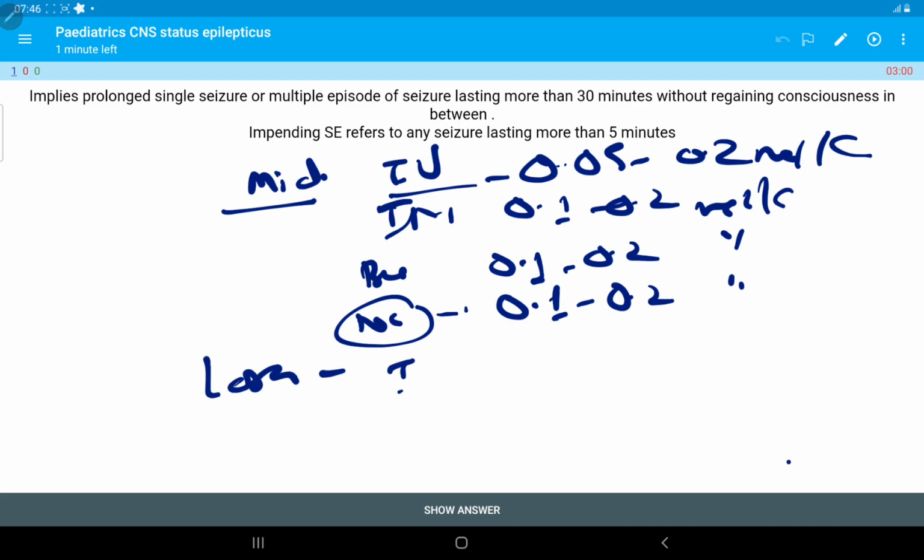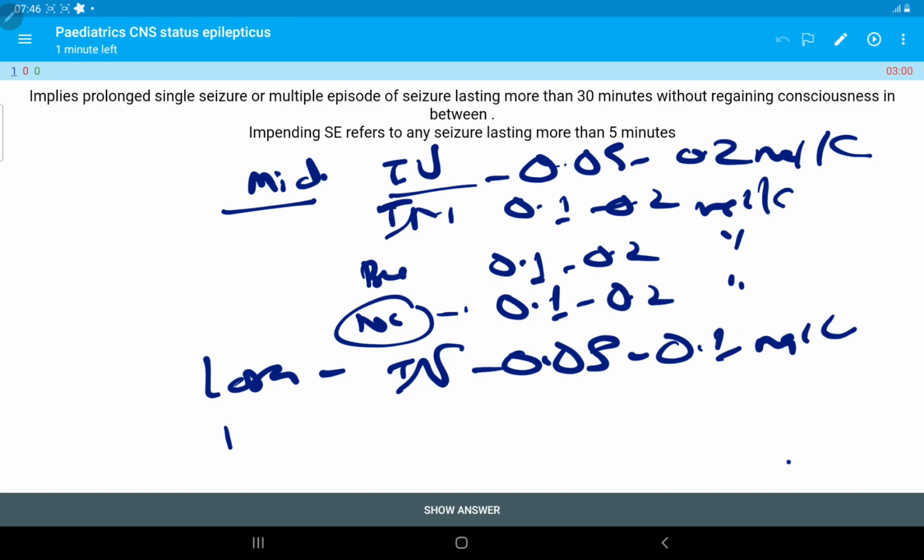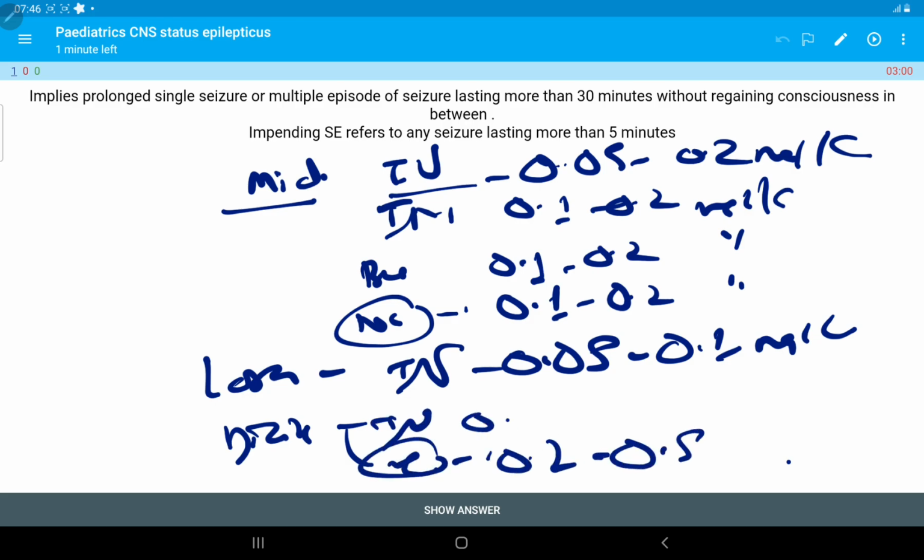Lorazepam can be given IV, at 0.05 to 0.1 mg per kg. Diazepam can be given in two ways, IV and rectal. Rectal can be given at 0.2 to 0.5 mg per kg. So these are the things we have to know about.